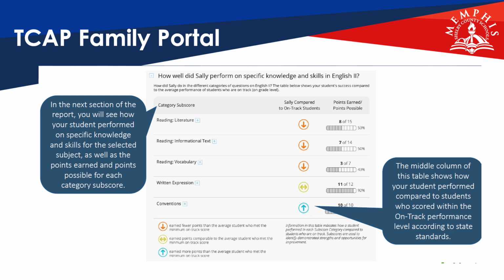So the one on the screen is English 2, and it has 5 sub scores. What you want to do is look at the arrows. There's a key at the bottom that actually shows you how your child compared within those standards. It tells you how many points they actually scored and how many questions they got correct in this section.